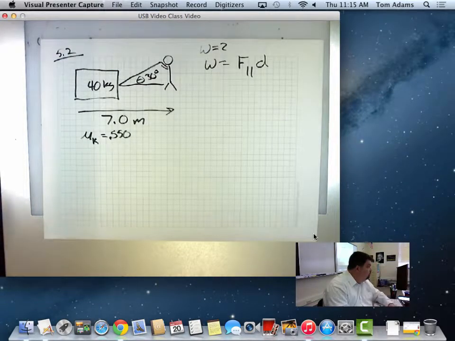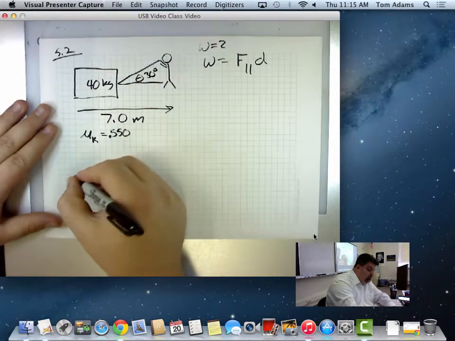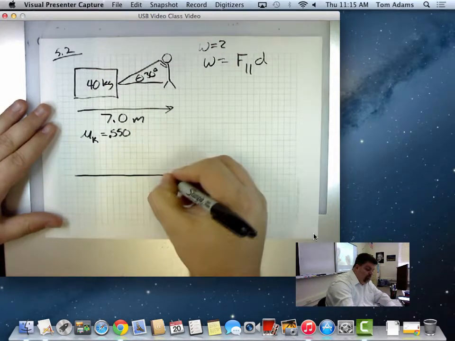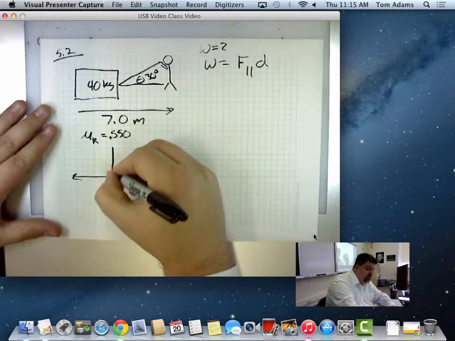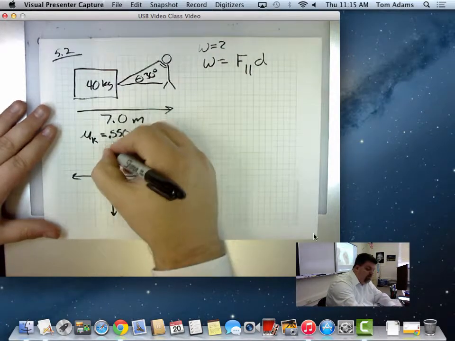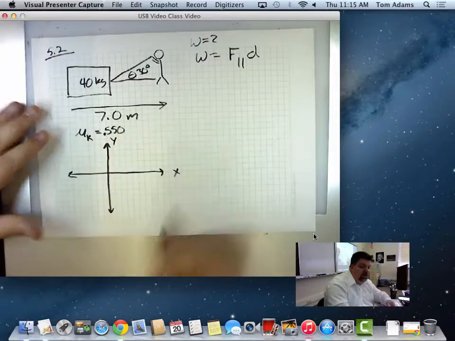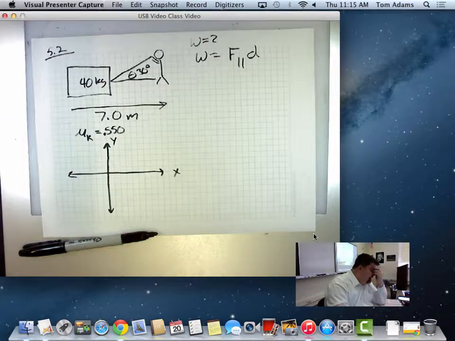I want to draw a free body diagram. Okay, so let's draw a free body diagram. And I'm going to take a little more time on drawing this free body diagram. All right, so we want to figure out the x and y plane and what forces. Now, what's parallel to the displacement? The x plane or the y plane? X, right?